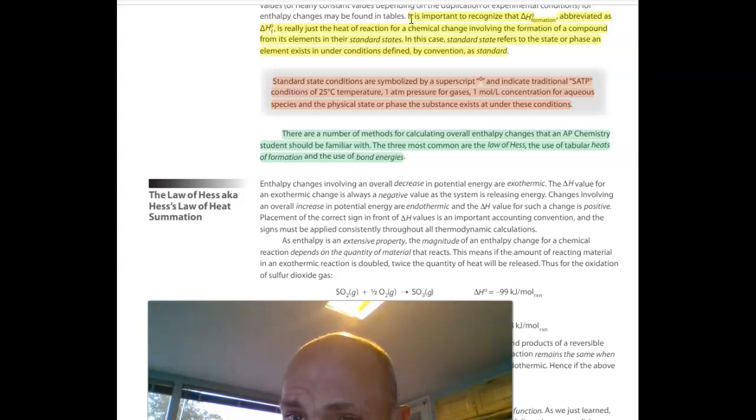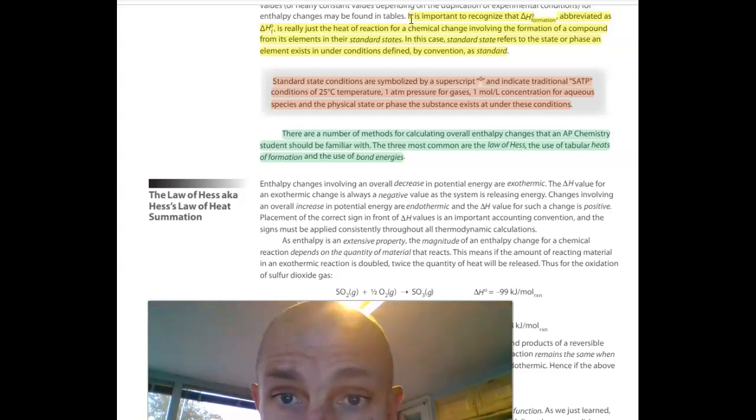So this sentence, which won't make total sense yet, says that it's important to recognize that the change in heat of formation, the enthalpy of formation, and there's a little superscripted O up there, it's called naught. We'll talk about that in a moment. Abbreviated delta HF naught, the heat of formation naught, is really just the heat of a reaction for a chemical change involving the formation of a compound from its elements in their standard states. The heat of formation is the enthalpy change for a reaction where a mole of a substance is formed from its elements in their standard states.